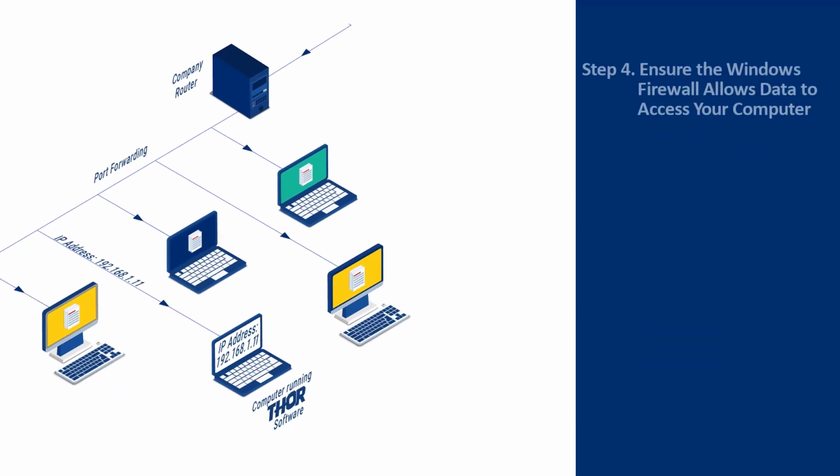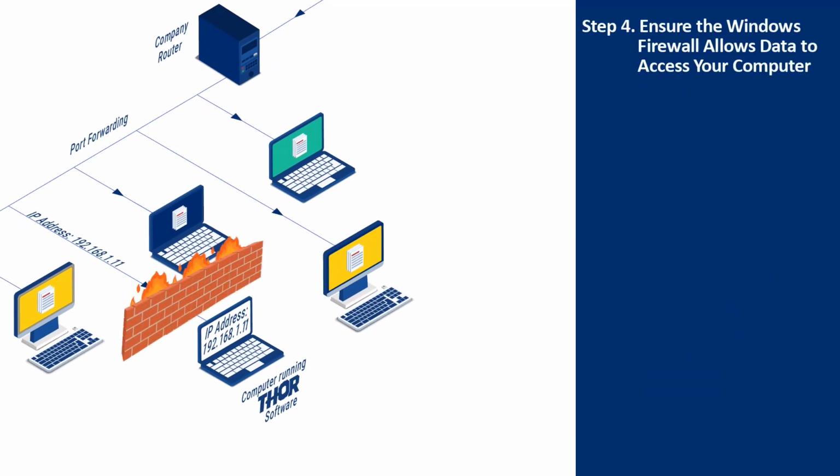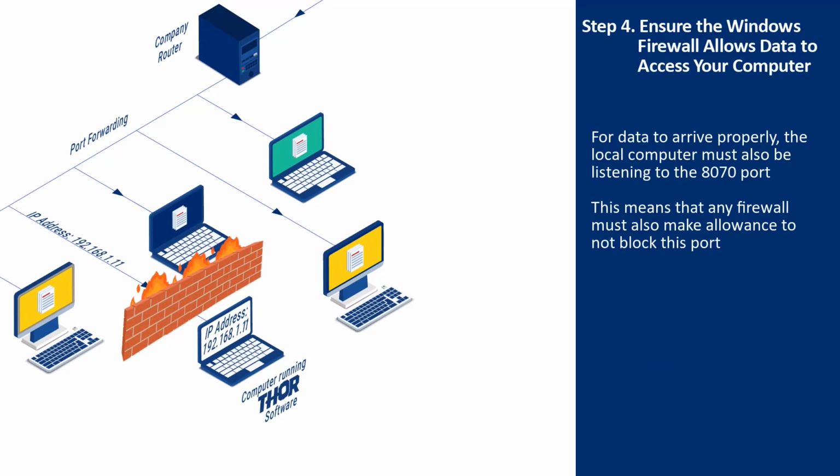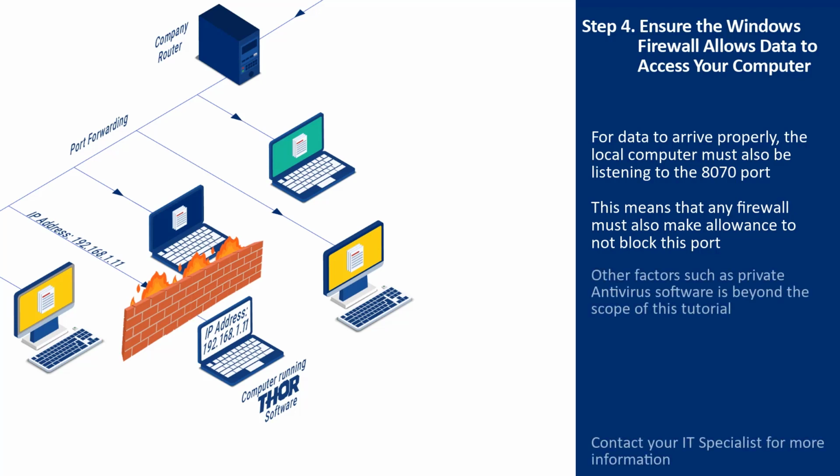Step 4. Ensure the Windows firewall allows data to access your computer. For data to arrive properly, the local computer must also be listening to the 8070 port. This means that any firewall must also make allowance to not block this port. Other factors such as private antivirus software is beyond the scope of this tutorial.